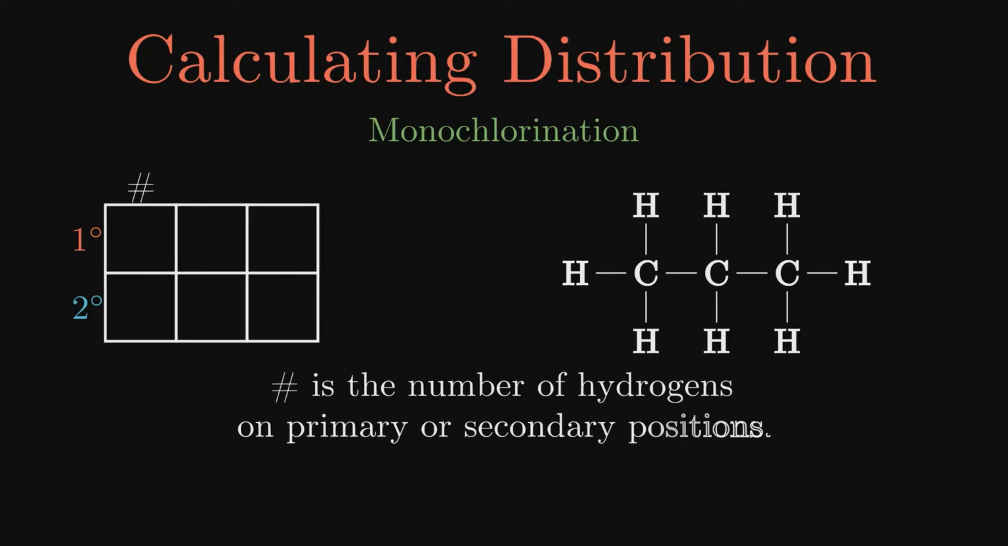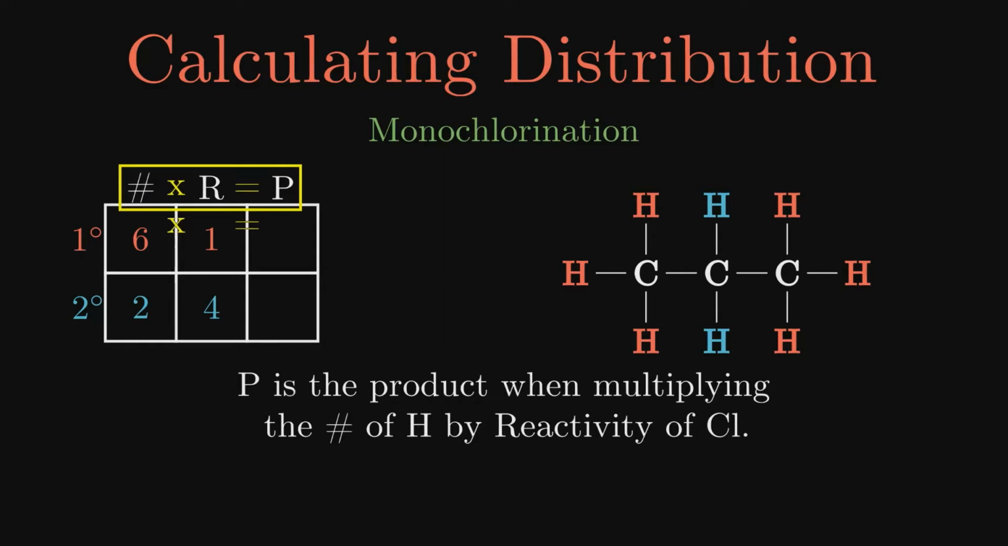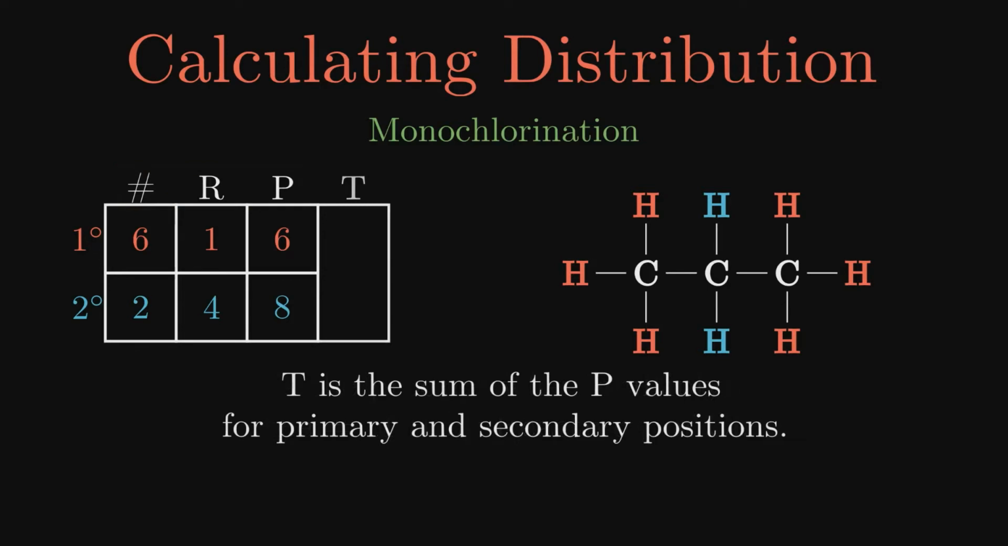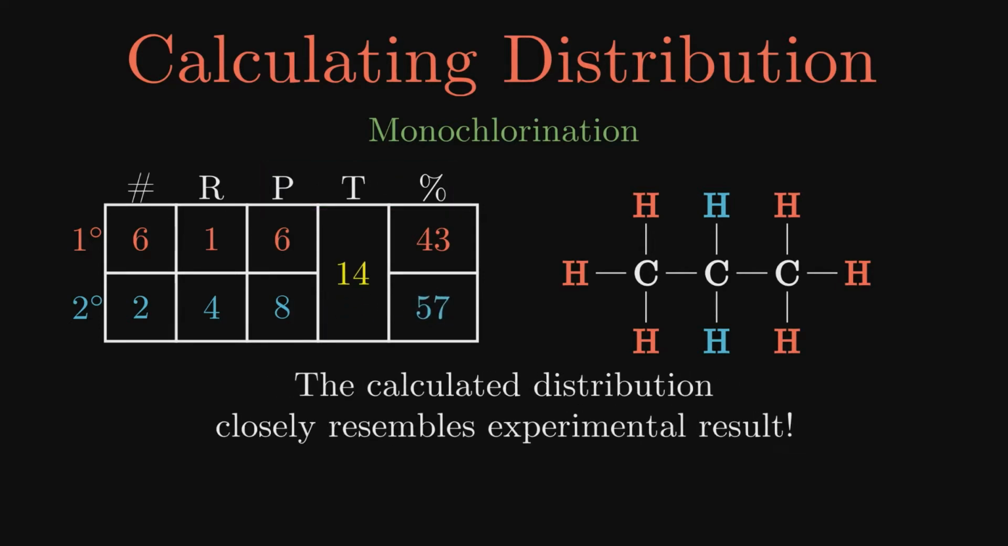On this molecule of propane, there are 6 primary hydrogens and only 2 secondary hydrogens. Chlorine's reactivity on primary positions is considered 1, while that of secondary positions is 4 times higher. If we multiply the number of hydrogens by the reactivity, we will get a product of 6 for primary and 8 for secondary. We add these numbers together to get a relative total of 14. The 6 primary hydrogens account for 6 of that total of 14, or 43%, while the secondary is the remaining 8 of 14, or 57%. And this calculation closely aligns with the experimental results.